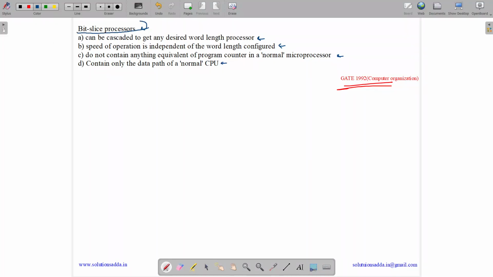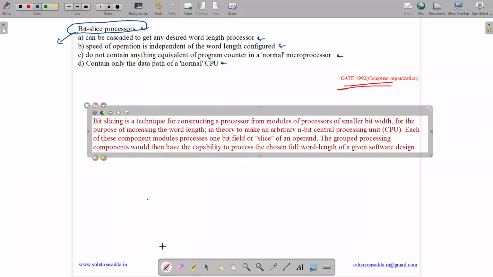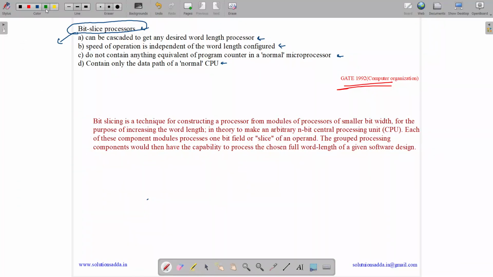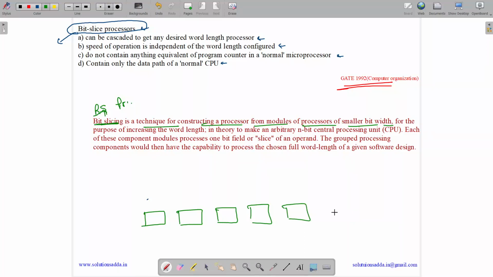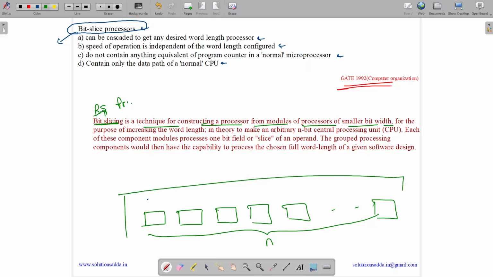So what is a bit slice processor? It's basically an older technology which was used for processing data. This is the Wikipedia information that you can get regarding this. Let us analyze it. Bit slicing is used in bit slice processors. It's a technique for constructing a processor from modules of processors of smaller bit width. Let us suppose each of them has 1 bit width, and we have n such processors. So we logically combine these processors to form an n-bit width processor.